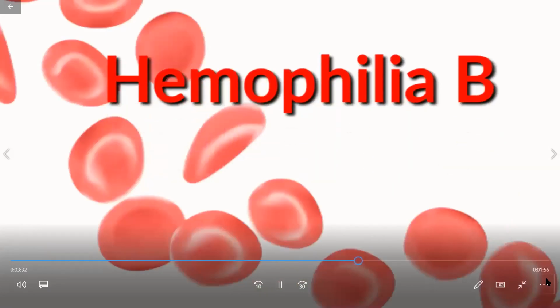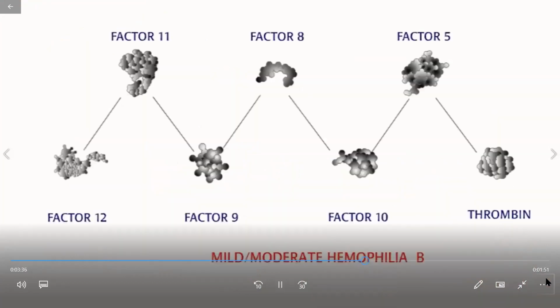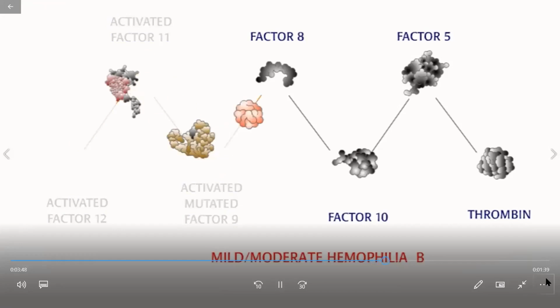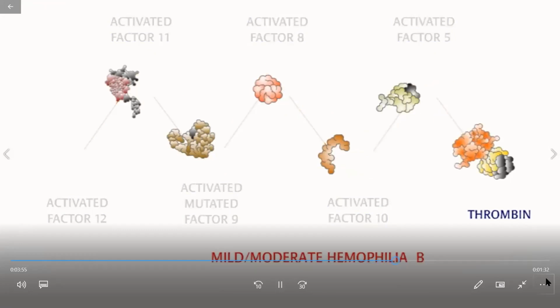Hemophilia B. Mild or moderate hemophilia B. If factor 8 is normal, but the person still has hemophilia, the change in factor 9 is usually the culprit. The disorder is called hemophilia B. In mild or moderate hemophilia B, a small mutation in the gene leads to a slightly dysfunctional factor 9. The protein works occasionally to activate thrombin, and stable clots are eventually formed.